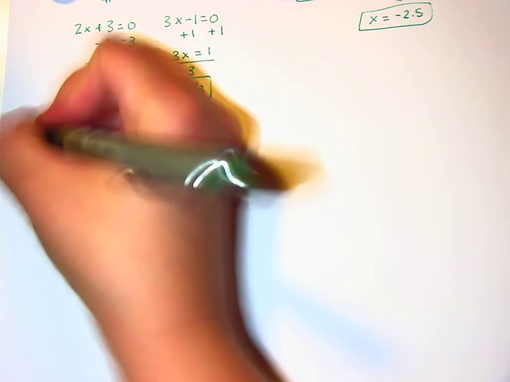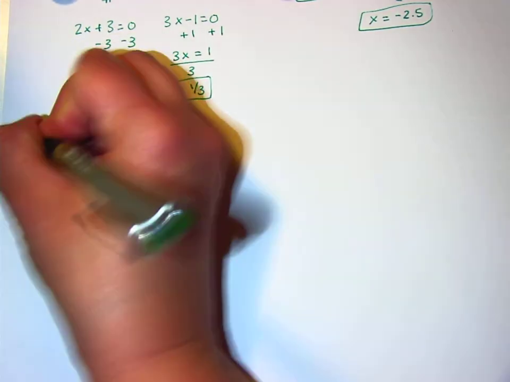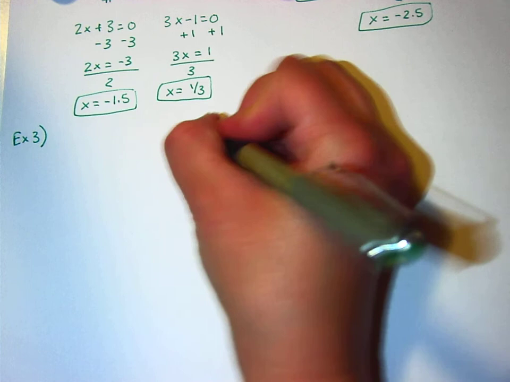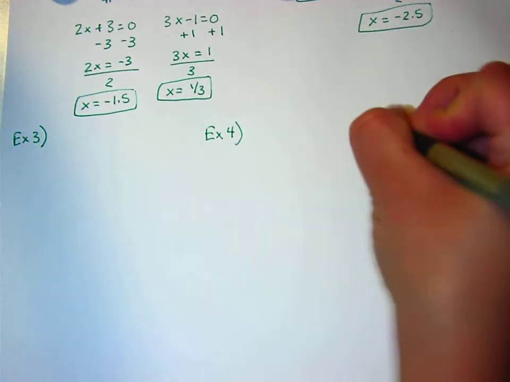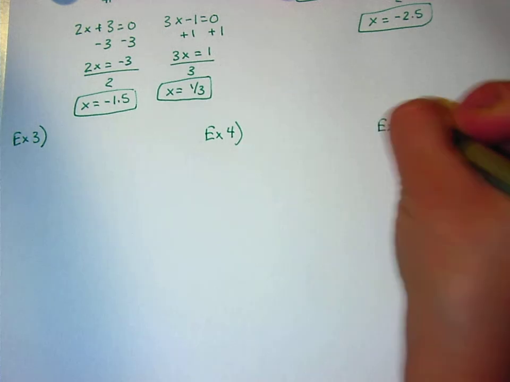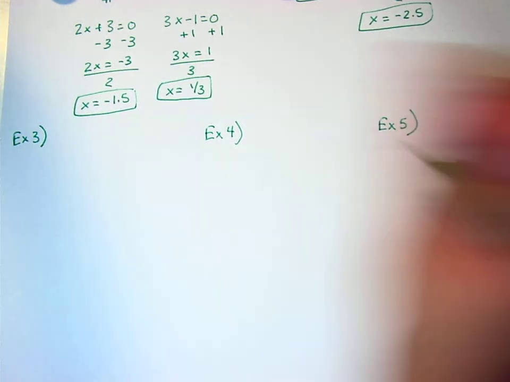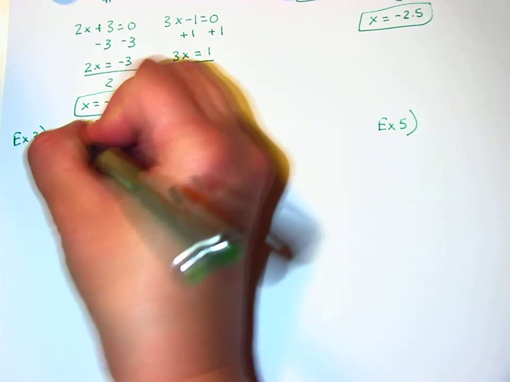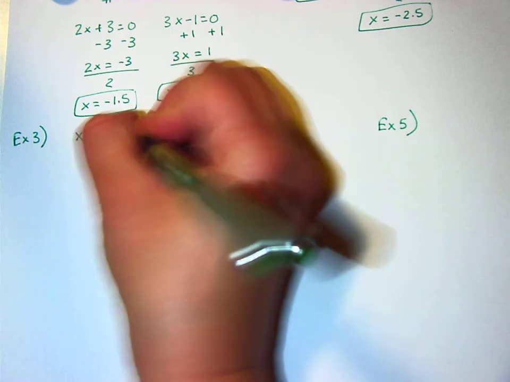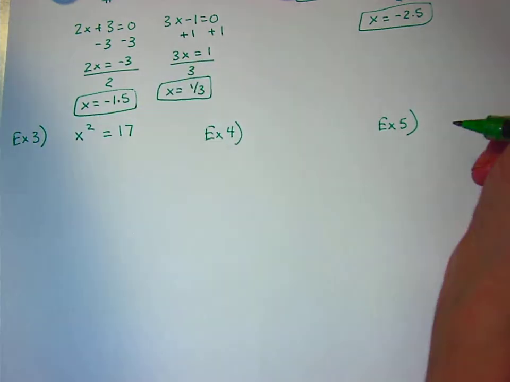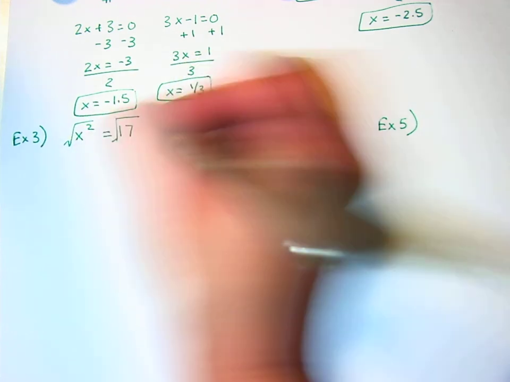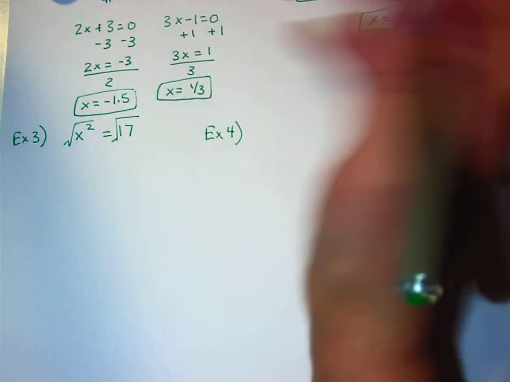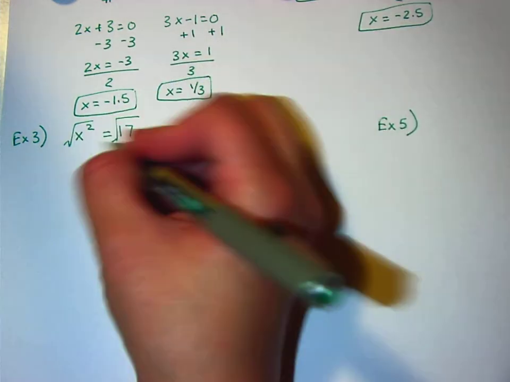Almost done. I got 3 quick more examples to show you. So what I just showed you was factoring to solve, but sometimes you can actually just take a square root to solve. We're going to do 3 quick ones. All right, the first one is, what if you have x squared equals 17? Well, to get x by itself, you take a square root. We don't have to do a factoring or anything like that because there's no x there.